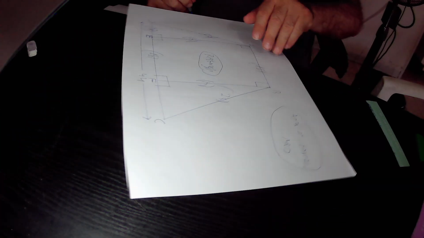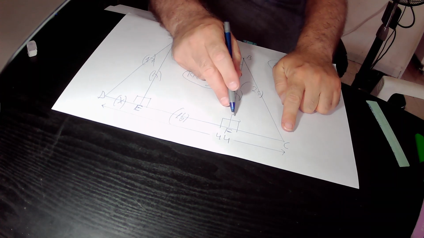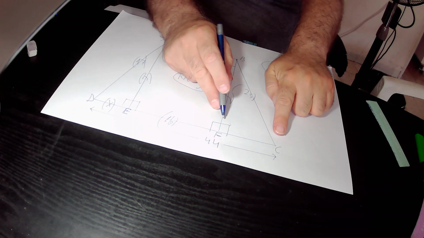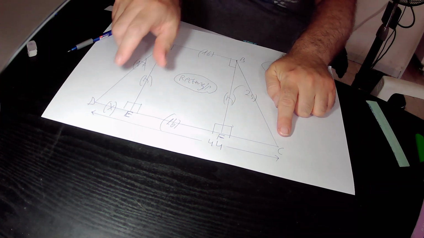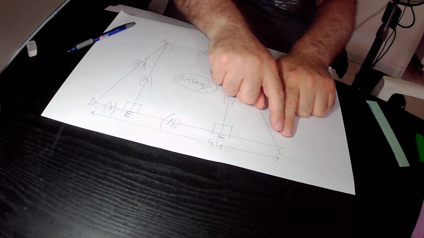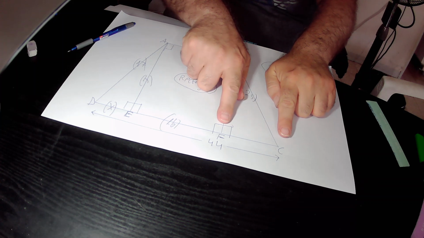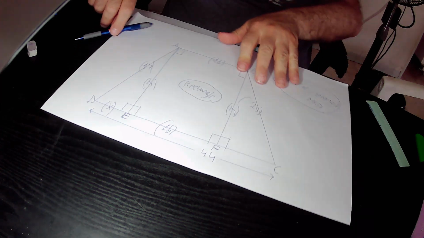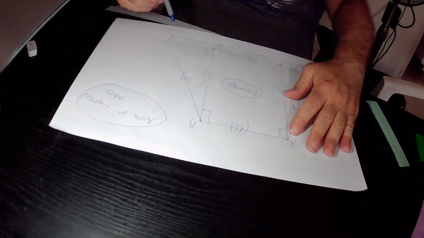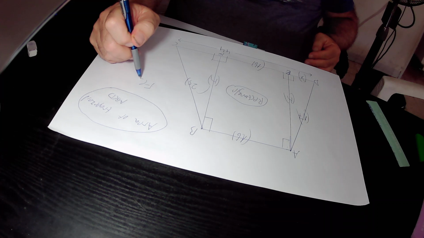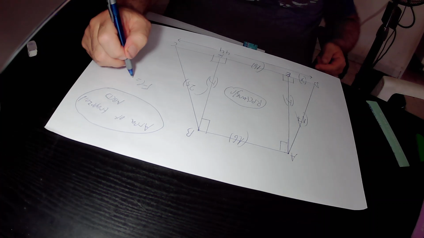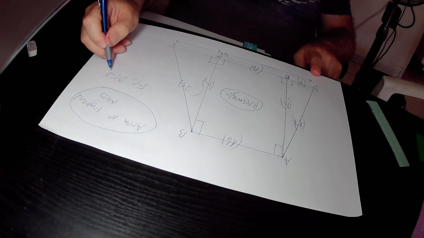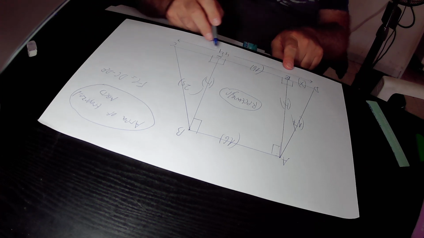But what is the length of segment FC? From the drawing it is very easy to see that FC equals DC minus DE minus EF. Again, FC total equals DC minus DE minus EF. So I write it down. FC equals DC minus DE minus EF.